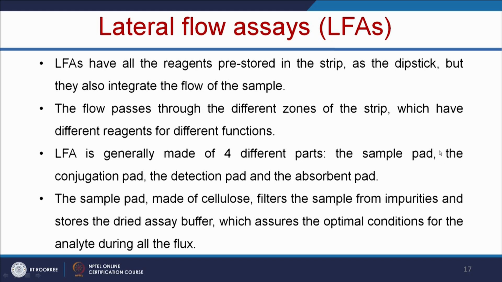The first one is the sample pad, the next one is the conjugation pad, the third one is the detection pad, and the fourth one is the absorbent pad. The sample pad is mainly made up of cellulose, and it will filter the sample from impurities, and it stores the dried buffer.